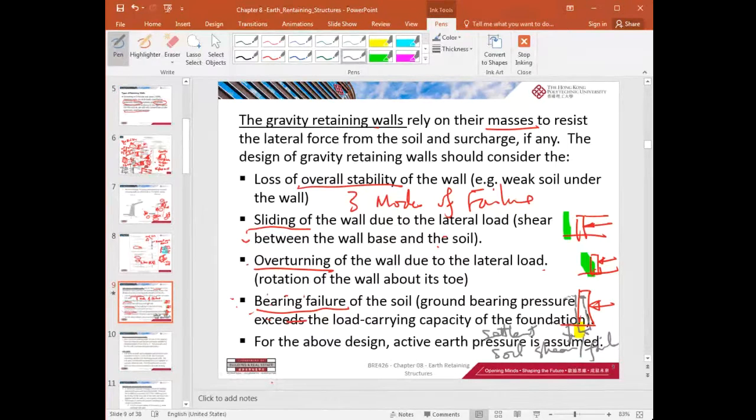So you have to design the gravity retaining wall against three types of failure: sliding, overturning, and soil bearing capacity.